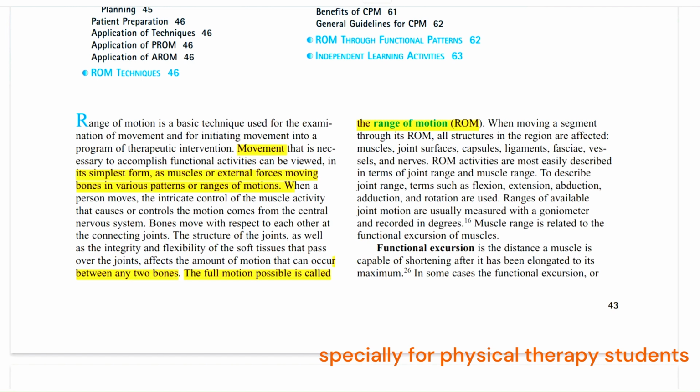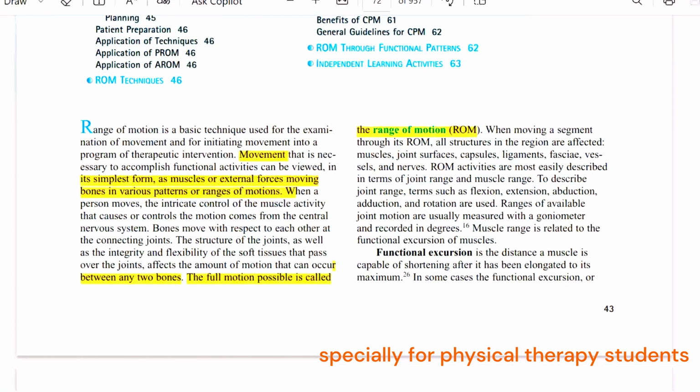That means if you can perform shoulder flexion in the complete range of motion, 160 to 180 degrees, and it lies between them, that means the range of motion is performed in a very comprehensive manner. This is a good way of representing the range of motion.